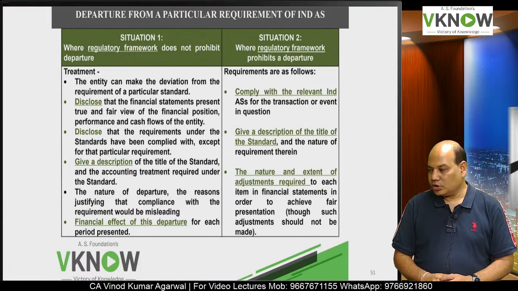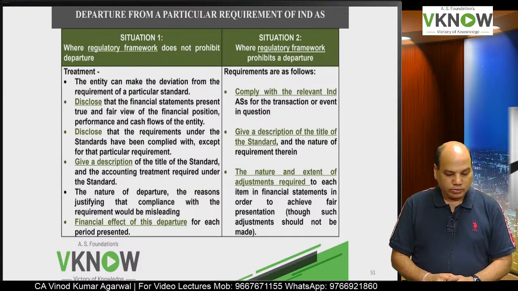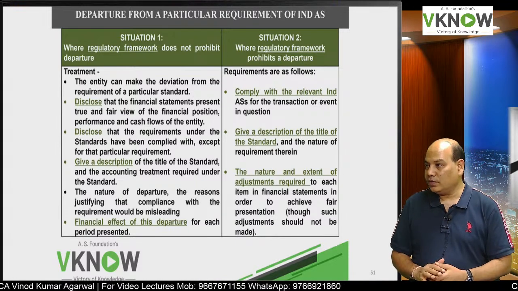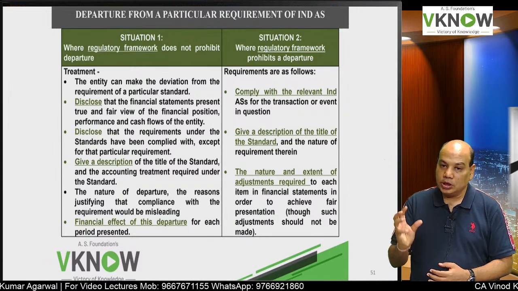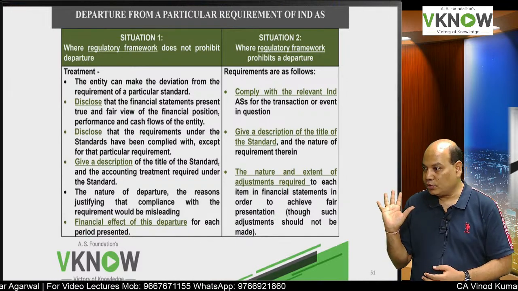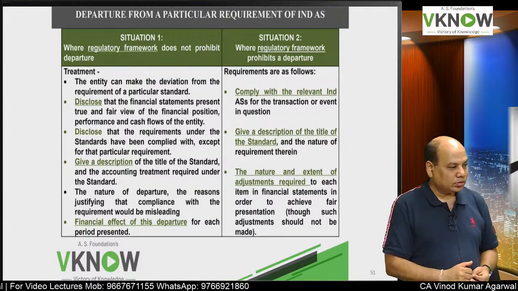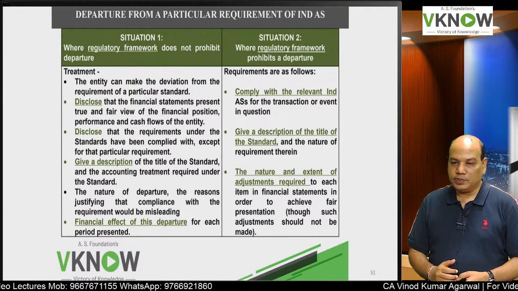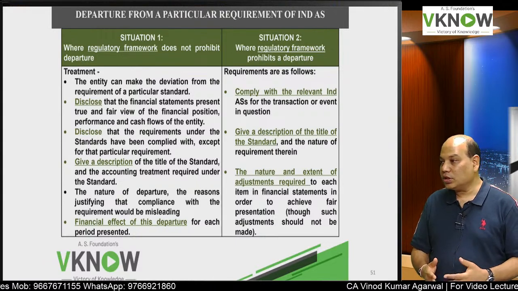In this table you see there are two columns, situation 1 and situation 2. Situation 1 is where the regulatory framework does not prohibit deviation, and the second situation is where the regulatory framework prohibits deviation from the standard. So your institute will ask you, can a company deviate from application of Ind AS? You can't say no, you can't say yes.